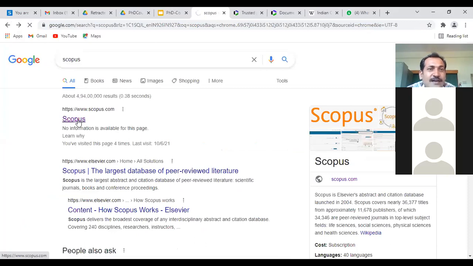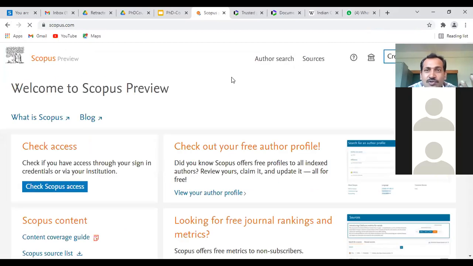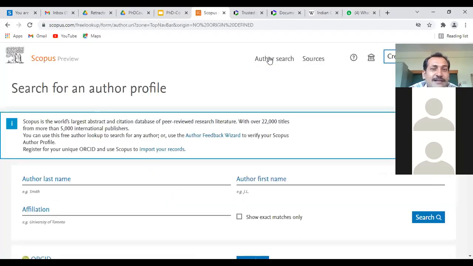And if you click here, you will see the website which we are seeing now. So this is the website. And now if you want to search some research articles, or if you want to search the data related to particular researchers, then we can click out here and see the researcher information or author information.